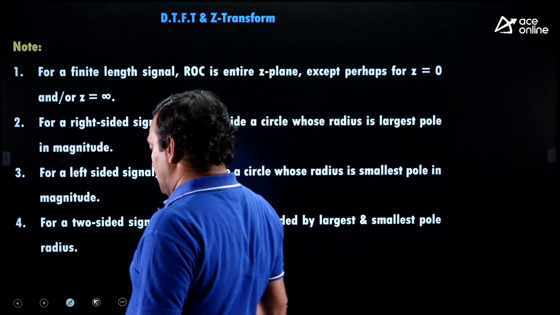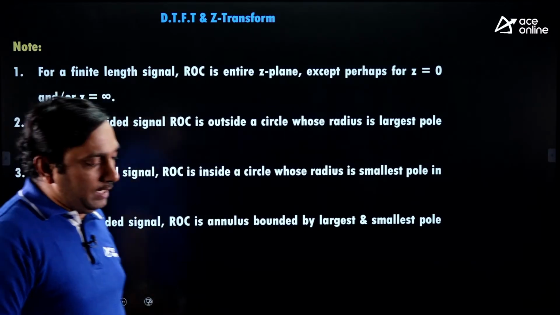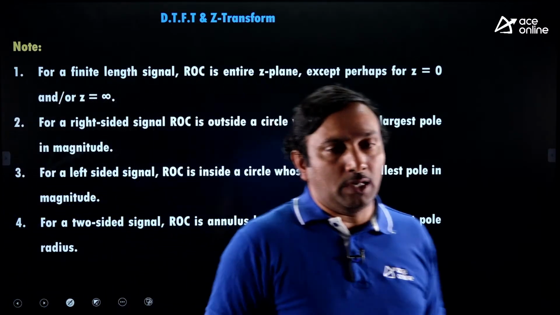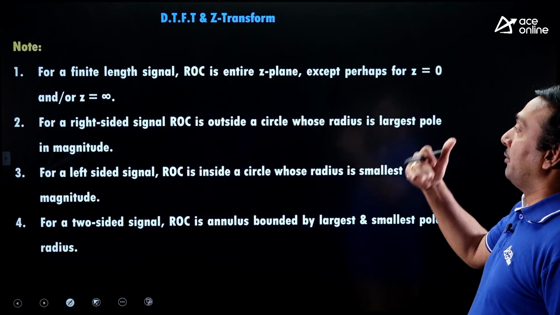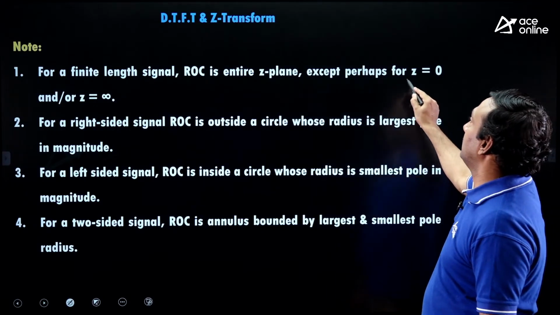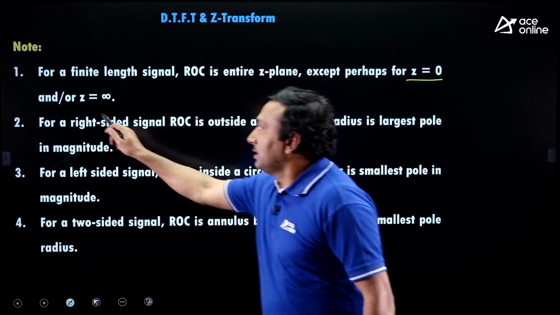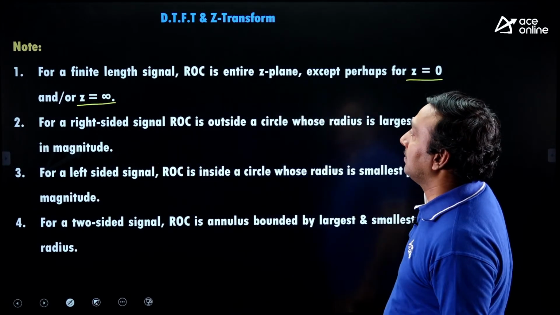With respect to the Z transform and DT, of course, they are almost the same. ROC based models are regular. So certain points I have mentioned. For a finite length signal, ROC is the complete Z plane with an exception. 0 and infinity are exceptions. When you take a finite duration signal in the Z plane, discrete signal.